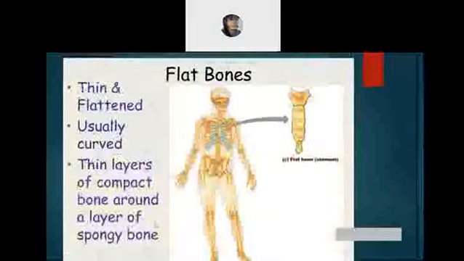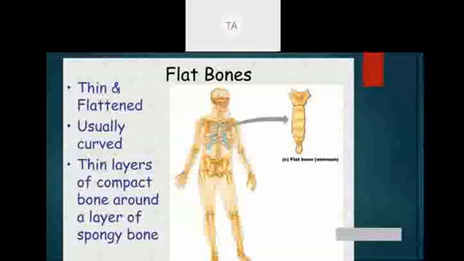Okay, next, flat bones. Only these two points. Flat bones you will mostly find in your frontal part, the skull. It's not given here, but I have shown you before. They are thin and flat, and they are usually curved. And among flat bones, mostly you will find the sternum, this part that joins with the ribs.